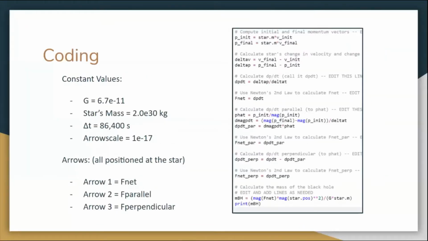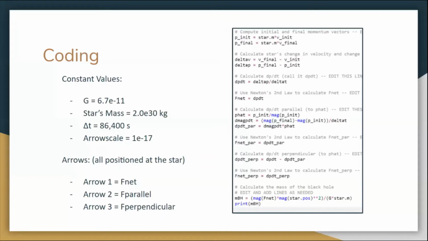In order to solve for the black hole's mass, we will create a computational model to implement changes to create both a representation of the star's trajectory and to calculate the magnitude of the forces on the star and the mass of the black hole. At the start of the code, we need to set G, the constant, equal to 6.7 times 10 to the negative 11th, the star's mass to 2.0 times 10 to the 30th kilograms, and the change in time to 1 day, which is 86,400 seconds.